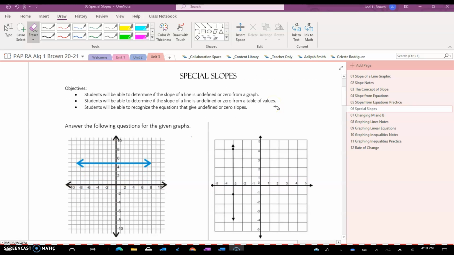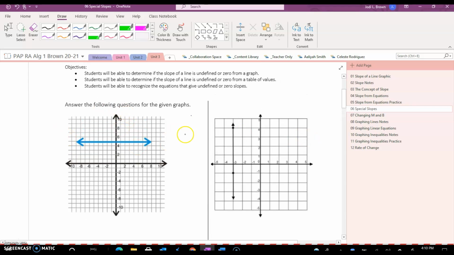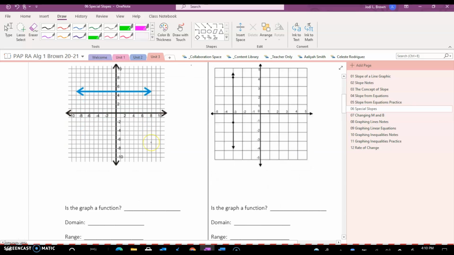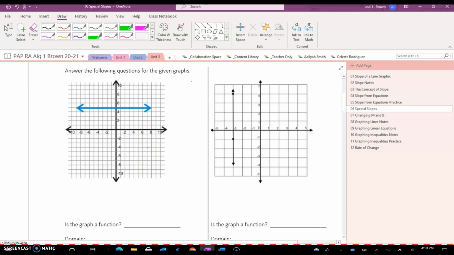Hey everyone. Okay, so we are talking about special slopes. So we have to answer a few questions about these couple of graphs right here. The first one is a horizontal line, just a horizontal line. And they want to know if the graph is a function.